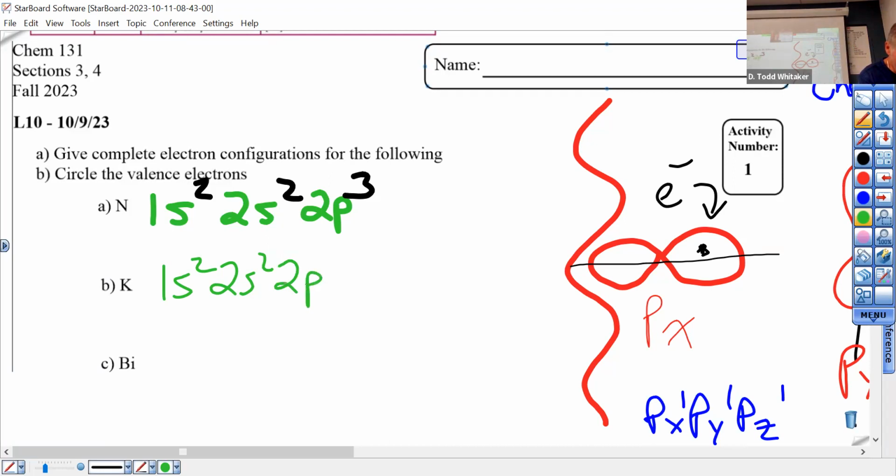Remember, each p orbital can hold 2 electrons, and there are 3 of those orbitals. So 6 electrons get you to the end of the p block. You can't forget there's 6 in the p block. It's right there. You can't forget there's 10 in the d block. You count across in the d block. You can't forget there's 2 in the s block. There's only 2 columns in the s block.